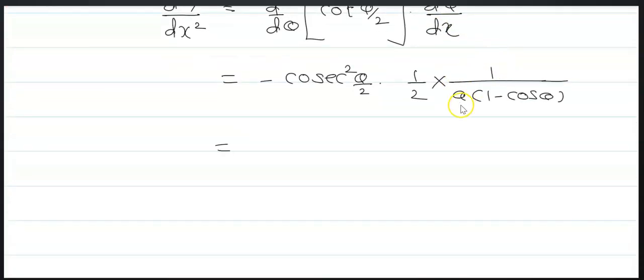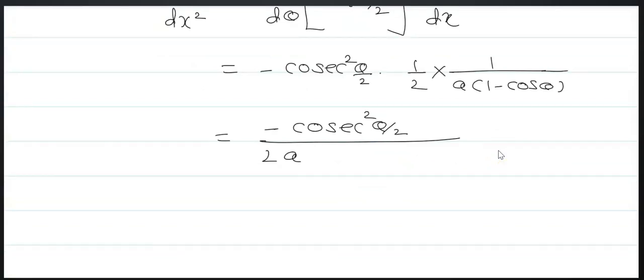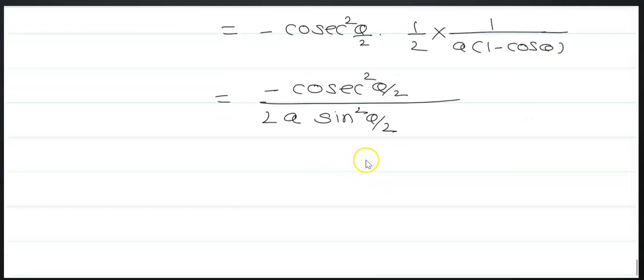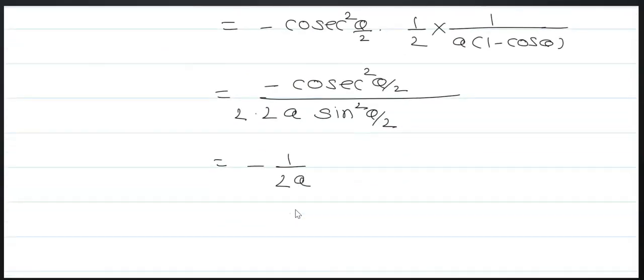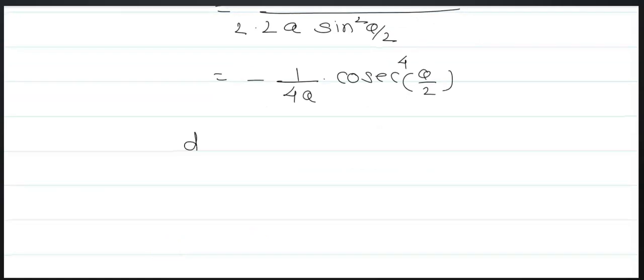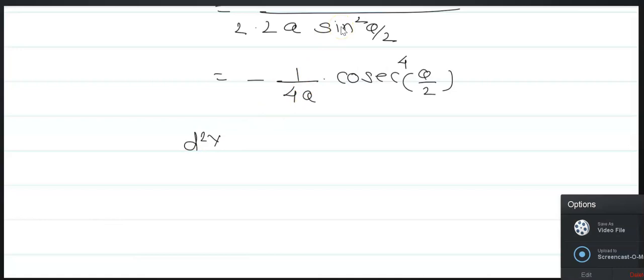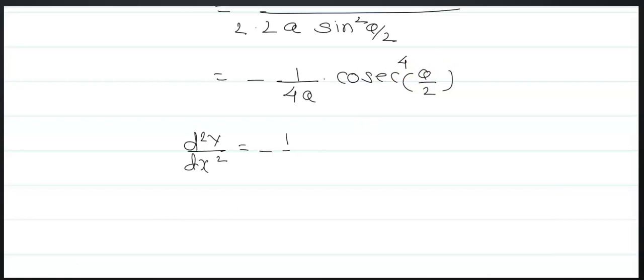We have found this derivative, that is 1 upon a(1 minus cos theta). That is minus 2 cos square theta by 2 upon 2a(1 minus cos theta), and 1 minus cos theta means 2 sin square theta by 2. So that is minus 1 upon 2a, this 2 will become 4, that is minus 1 upon 4a, cosec raised to 4 theta by 2. Because in the denominator we have sin square theta by 2, and in the numerator cosec square theta by 2. The reciprocal of sine is cosec, and that's why the power becomes cosec raised to 4. Therefore, d2y by dx square is equal to minus 1 upon 4a cosec raised to 4 theta by 2.